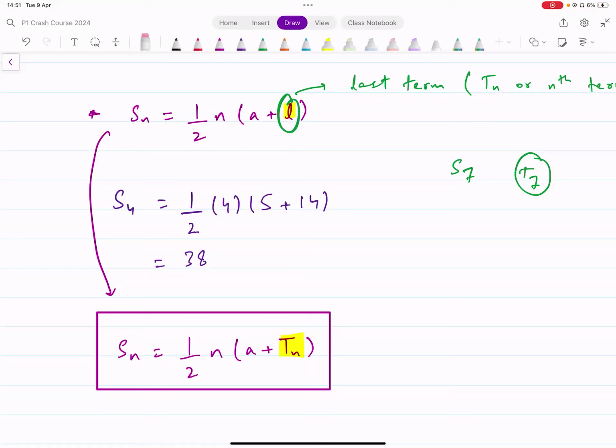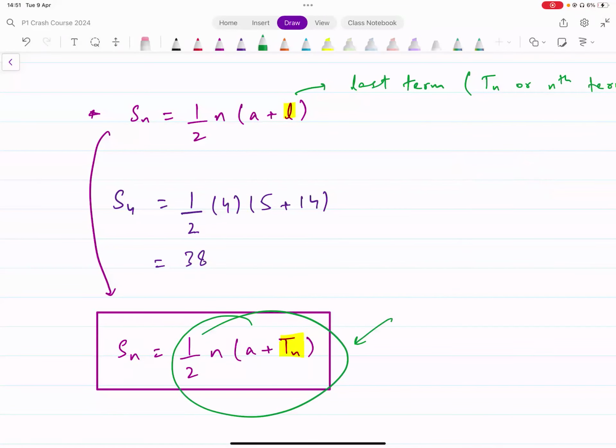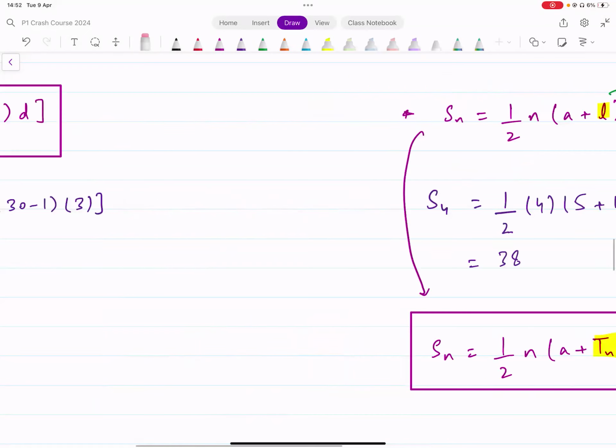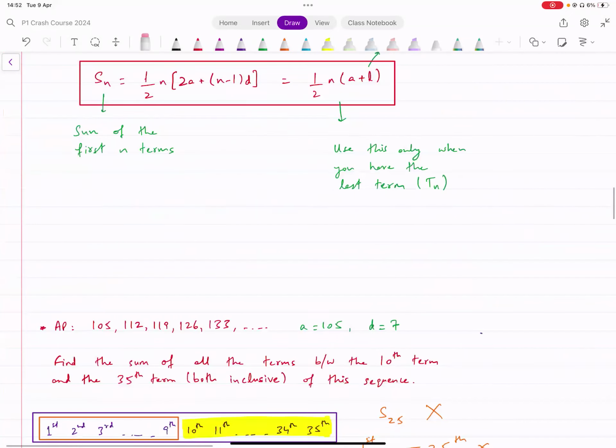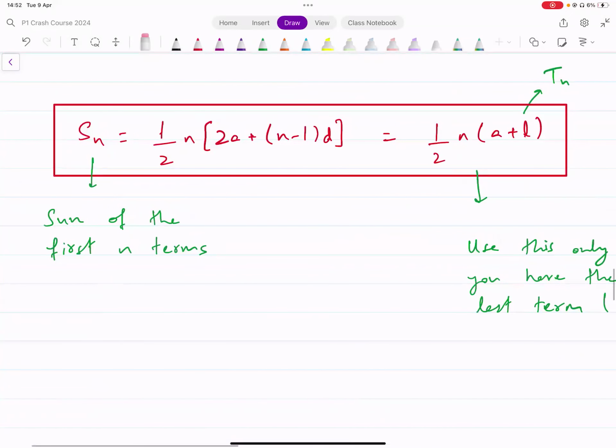So another way to write the same formula could be like this. We could say it's half n into a plus tn. In the formula sheet, it says L, so you need to understand what L stands for there. It's the nth term. All right. So we looked at how we can use this formula as well yesterday. This is how these formulas are written in the formula sheet.